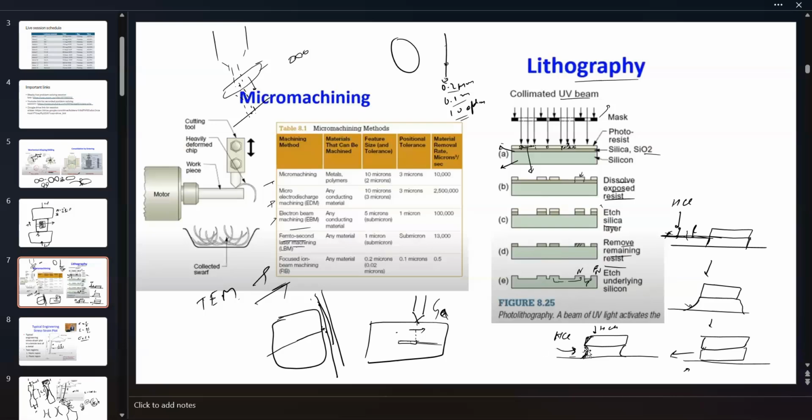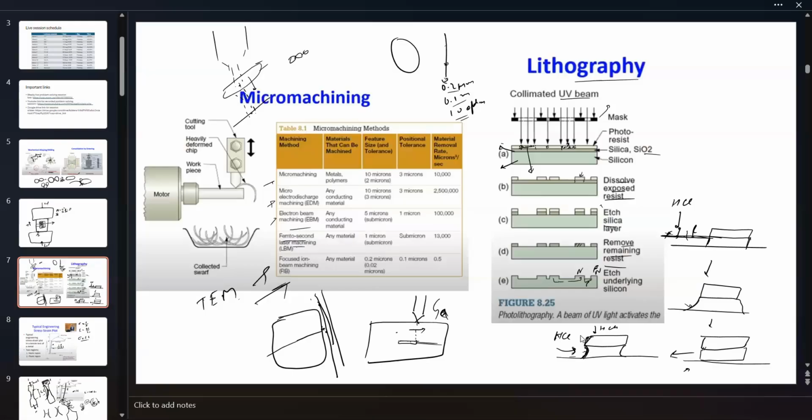So here, actually, the diagram shows what happens if you do overexposure and underexposure. If you have underexposure, you'll get features like this. This is your photoresist, and you won't get perfect sharp edges.